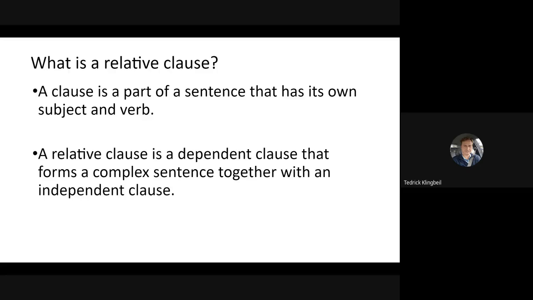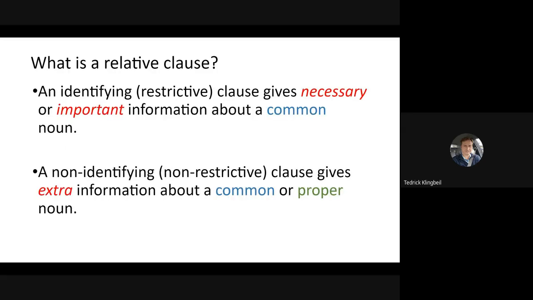A relative clause is a dependent clause that forms a complex sentence together with an independent clause. Okay, so just to jog our memory here, an independent clause is basically a short sentence. It can exist on its own. A dependent clause is part of a sentence that cannot exist on its own. So we need to keep that straight as we're going through this session. Okay, so what is a relative clause?